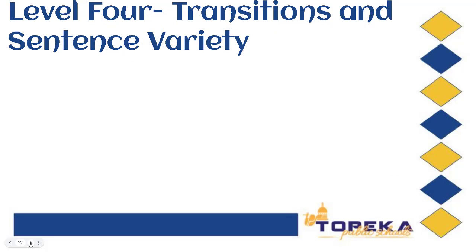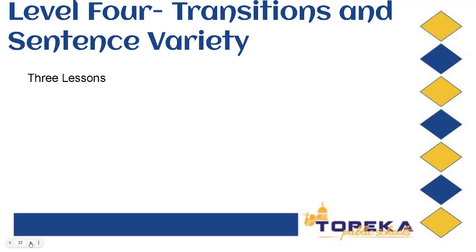Now, in Level 4, once students have learned the formula of writing, we are expanding this and we are teaching them how to add transitions and sentence variety to their papers. We know that these are important elements, but we also know that students have to become efficient and effective in the basic skills of powerful writing before we add in transitions and sentence variety.